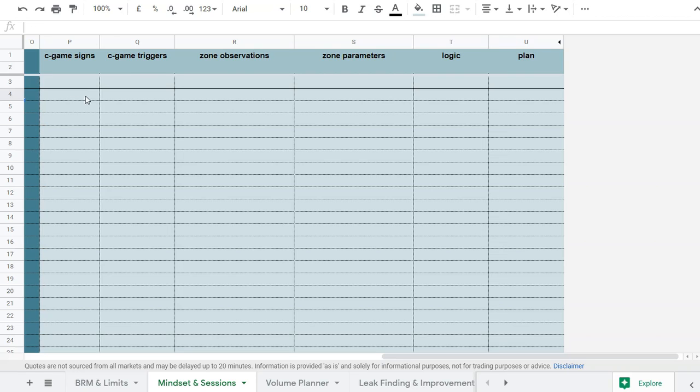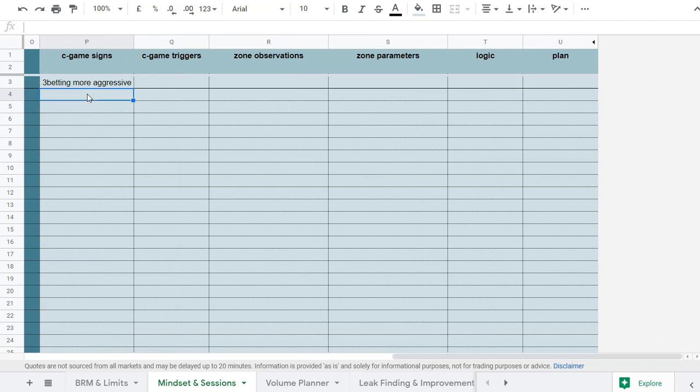Now for each of the rows in this table, it's recommended to fill out one of the first 4 columns and one of the last 2 columns, sometimes 2 of the last 2 columns, depending on what the issue is. But most of these rows are just going to have 2 columns filled in. To give some example C game signs, one might be 3-betting more aggressively. Perhaps this happens when we get stuck, we start 3-betting more, even if it's subconsciously, in the hopes of chasing our losses. Another example could be a thought process.